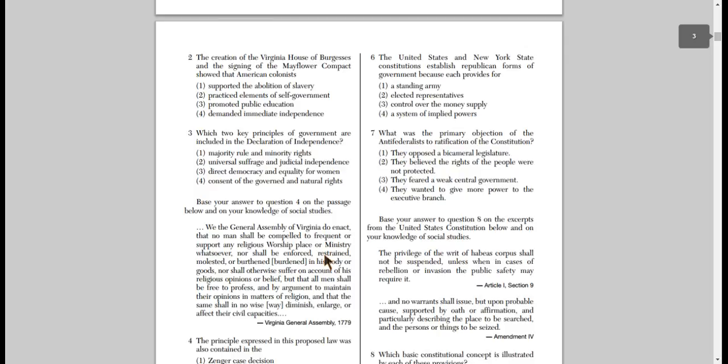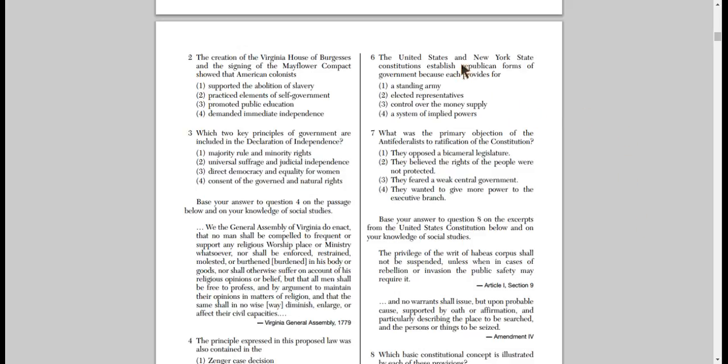All right, so question number 6. The United States and New York State constitutions establish Republican, small r, forms of government because each provides for a standing army, elected representatives, control over the money supply, a system of implied powers. All right, so pause, get rid of 2, choose your answer, and come back. Welcome back. Maybe you got rid of 1 and 3 and you chose 2.